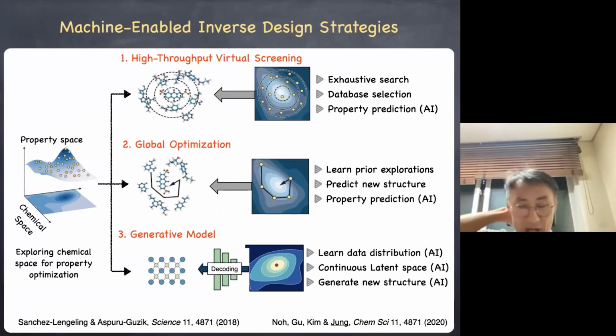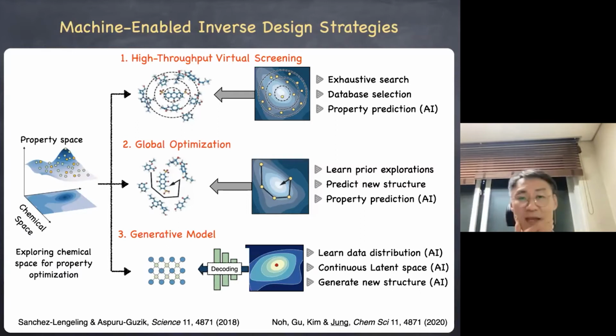And in this review article, we categorized the strategies for inverse design into three different categories: high-throughput virtual screening, global optimization, and generative models. In high-throughput virtual screening, as the name implies, you basically take the database and evaluate the property of each candidate one by one until you find the target material. But of course, if the target material is not in the database, then there's no chance that you'll find it.